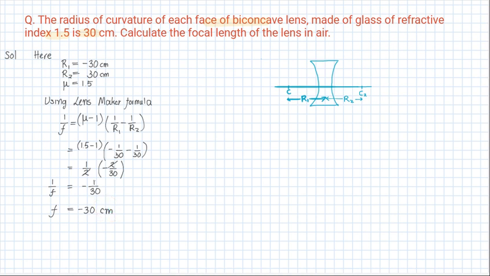Since we are dealing with all of these things on the centimeter scale. If it was in meters, which is your MKS system, then your focal length will also be in meters. So how much is the focal length of the lens in air? What is the focal length of this biconcave lens? It is minus 30 centimeter. So in this case, your radius of curvature and your focal length are of the same length.